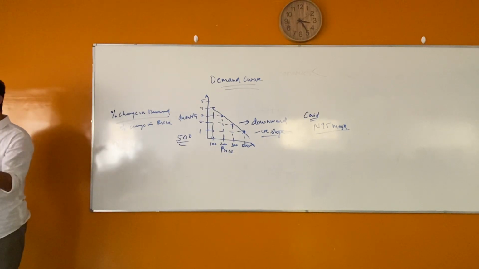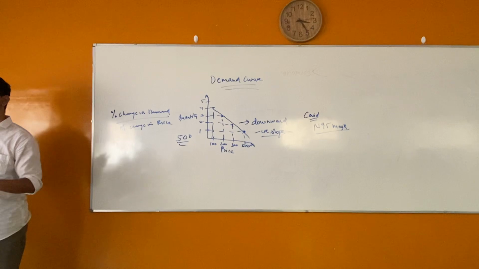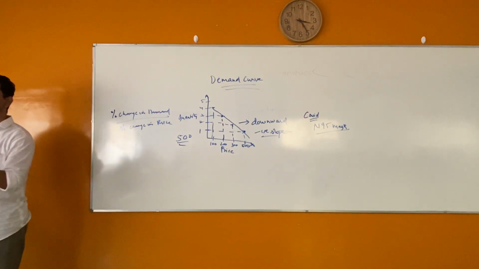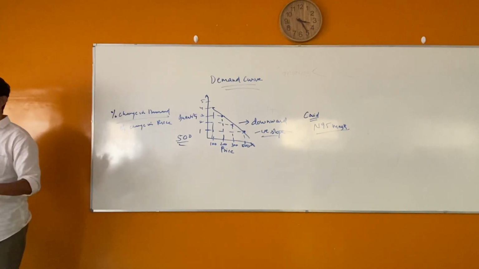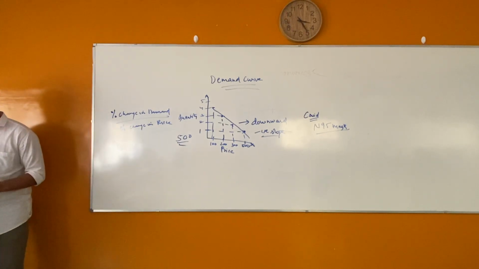For example, like milk, daily consumables. Price increase or decrease, we'll take it. We'll go buy it. Be it 5 rupees, 20 rupees, 50 rupees, we'll buy it. It is required every day. Okay? Next is perfectly elastic demand.